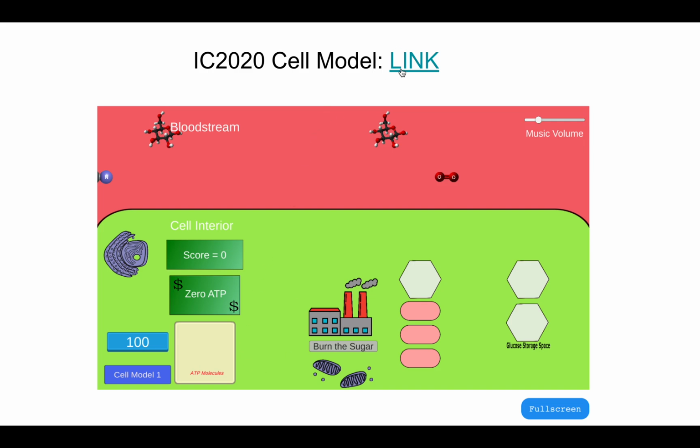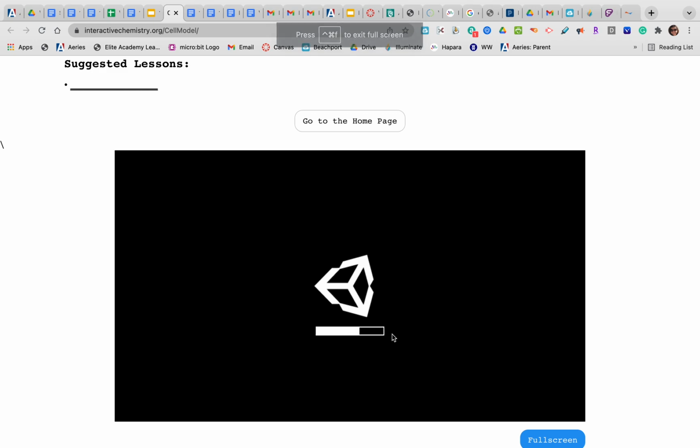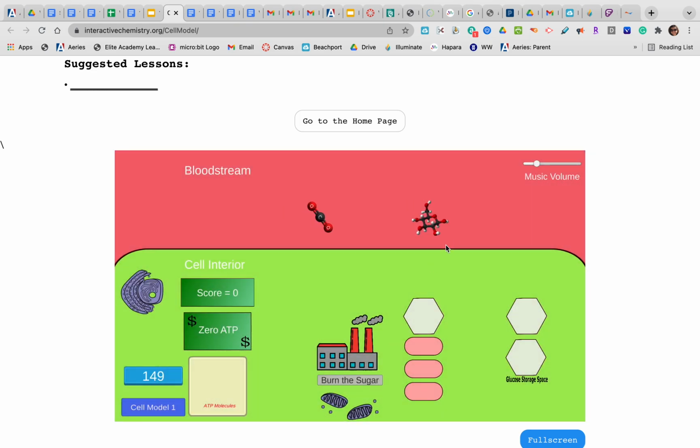This link right here, and you have the link in your assignment, will take you to the cell model that you should be very familiar with. So if you remember, I'll go to the link just to refresh your memory. If you remember in this IC 2020 model, what you have is the green is the inside of the cell, the red is the bloodstream. The idea is to bring molecules in so that you can make cell money or ATP, right?